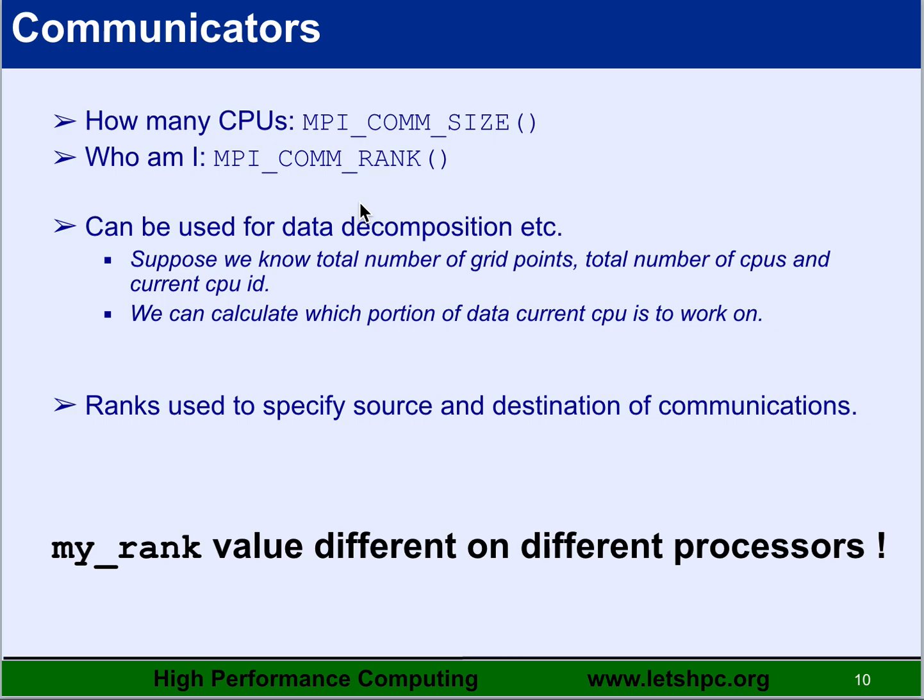Ranks can also be used to specify the source and destination of communications when you are doing actual send and receive communications. We can look into that in our second example. So my rank value is different on different processors. It's unique.